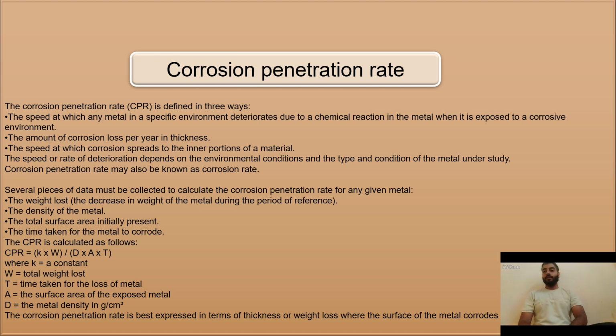The corrosion penetration rate is best expressed in terms of thickness or weight loss where the surface of the metal corrodes.